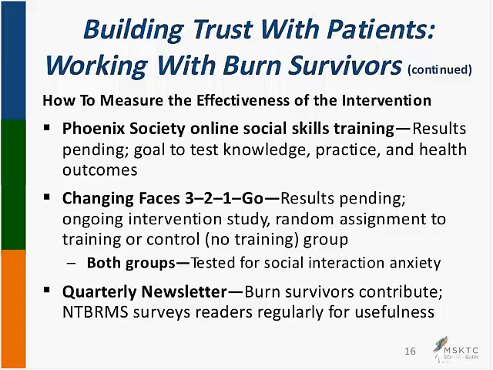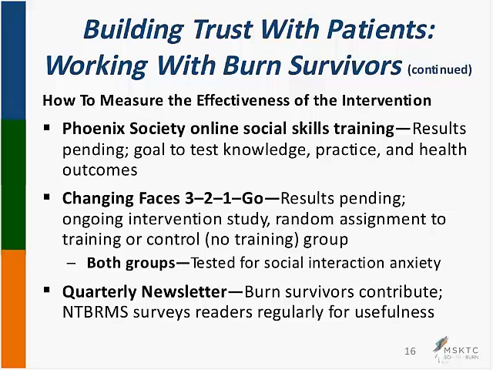How will we measure the effectiveness of the intervention? The model system is studying the effectiveness of several projects, including the Phoenix Society's online program for social skills and the Changing Faces program. It's called 321-GO, and the results of these studies are pending. The 321 program is used as an intervention study. Subjects are randomly assigned to a training group, and with the control group that does not receive the social skills training and the experimental group that receives the 2-hour training.